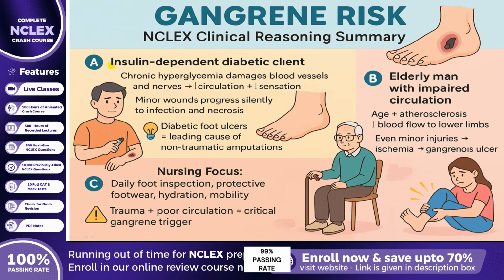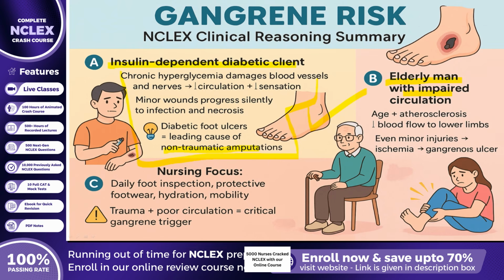Looking first at option A, the insulin-dependent diabetic client. This is correct because diabetes is one of the strongest risk factors for gangrene. Chronically elevated blood glucose damages small blood vessels and nerves, reducing circulation and sensation. When a minor wound or blister occurs, the lack of pain perception and delayed healing allow infection and tissue death to develop silently. These clients often present with diabetic foot ulcers, which are responsible for the majority of non-traumatic amputations worldwide.